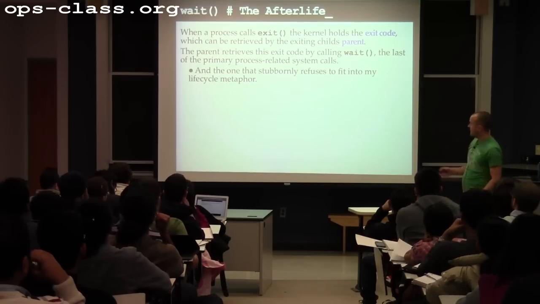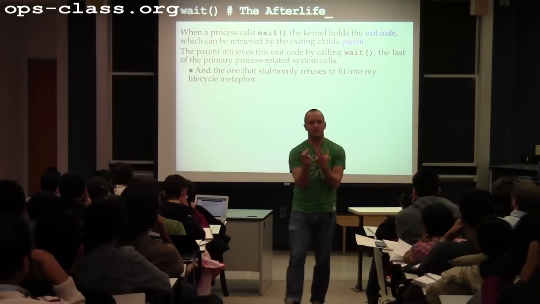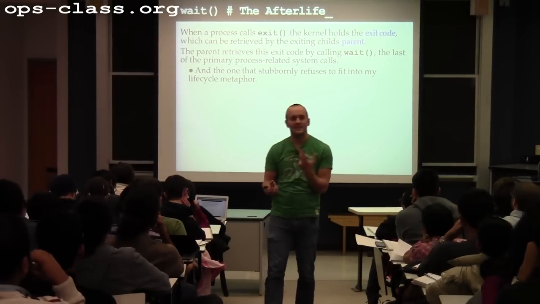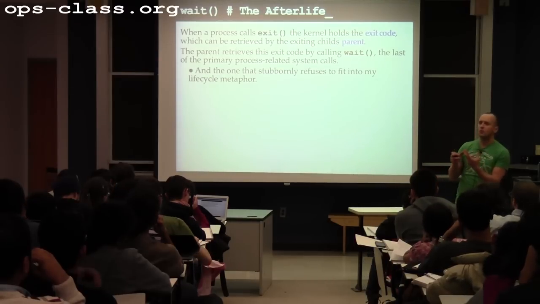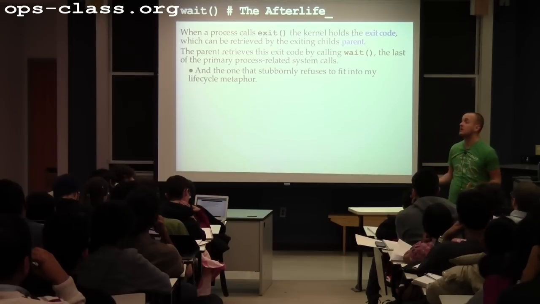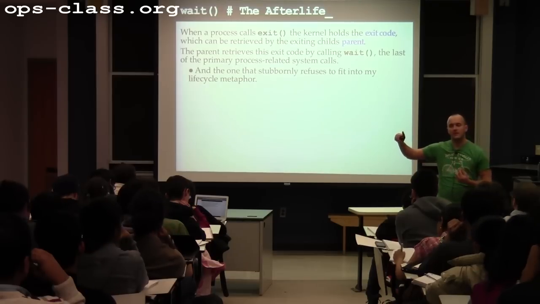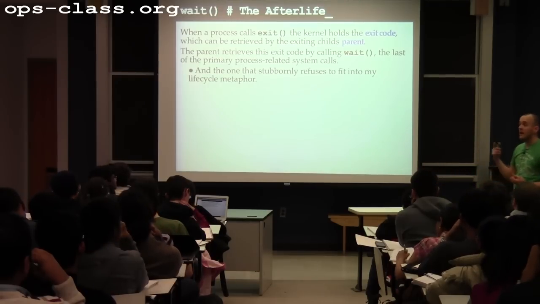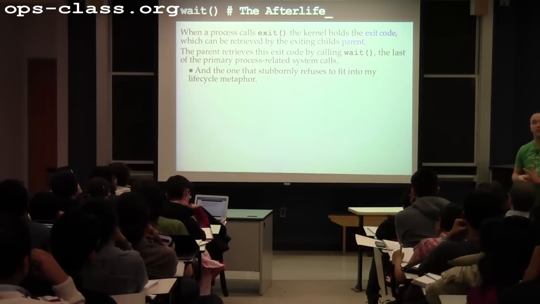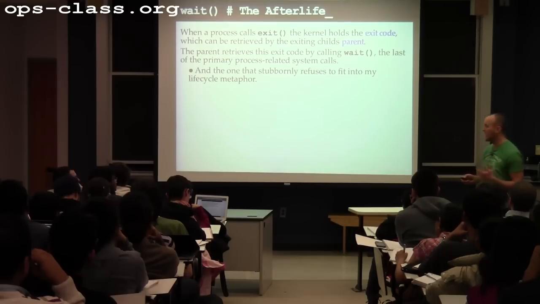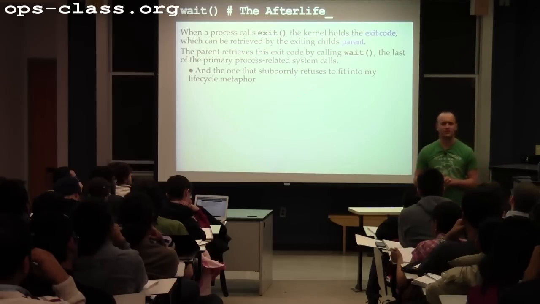The way that the parent gets a hold of this exit code is by calling a function called wait, right? So remember we talked about these two being inherently paired. There's a blocking version of wait that will not return until my child calls exit. So if I want to wait until my child exits, I make a wait call. And when my child exits, that wait call returns, and it gives me access to the child's exit code. That can give me some small amount of information about what happened to the child. And this set of calls just doesn't fit into the lifecycle metaphor so well.